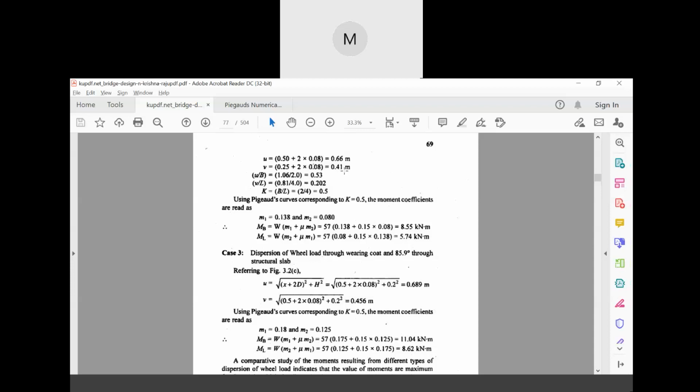You find out small u by small b and small v by small l. Then you know the k. After that, you'll find out, using Pigeaud's curve, capital MB and capital ML. Someone got the answer? You found out till M1 and M2, but you'll have to find out till capital MB and capital ML.